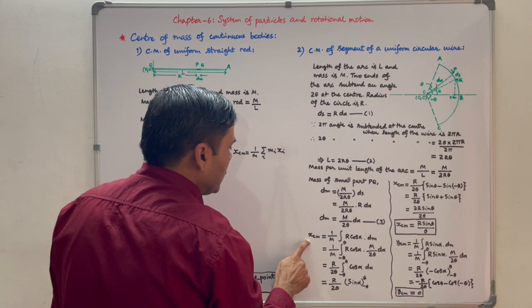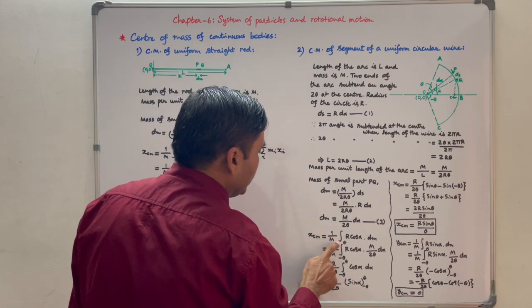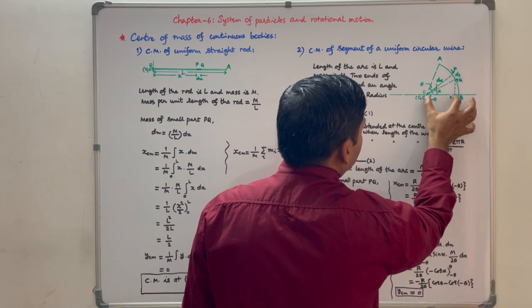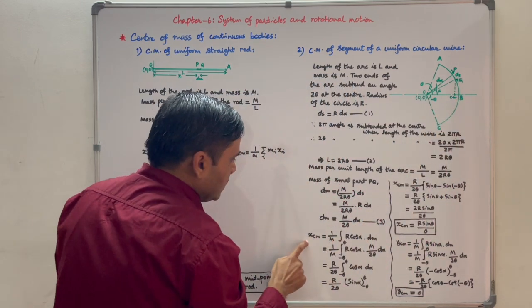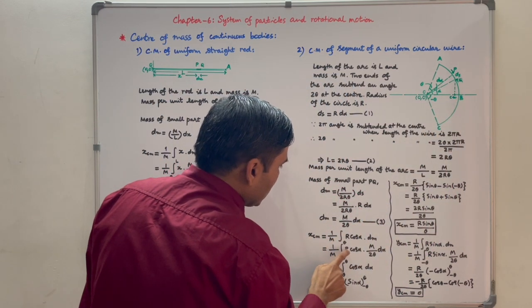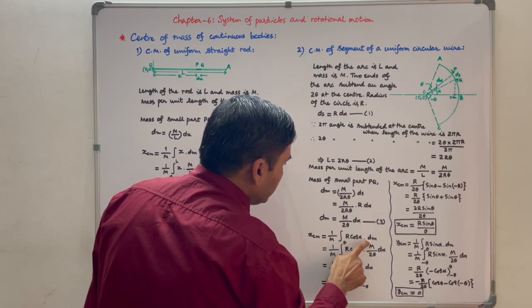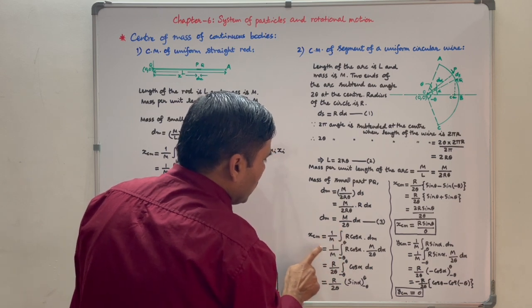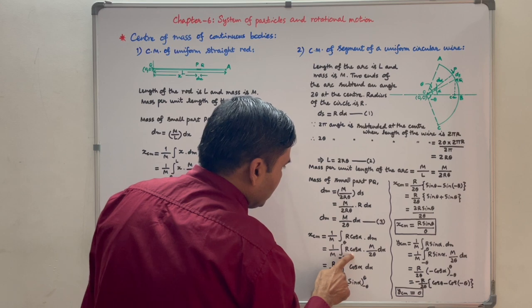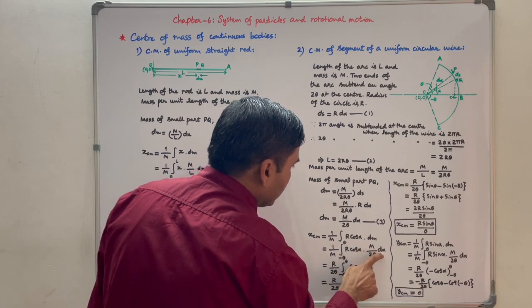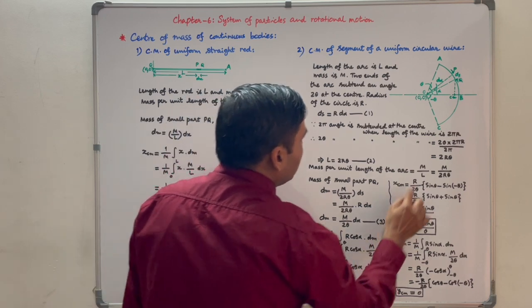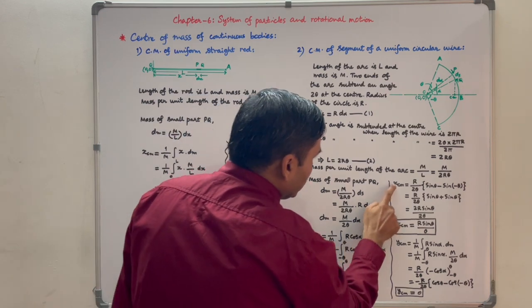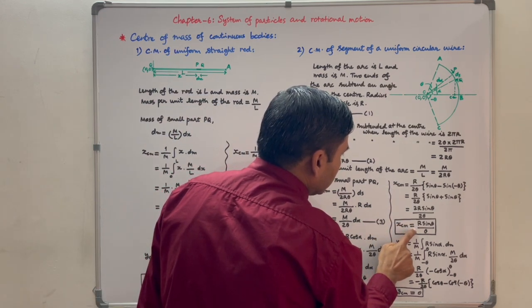X coordinate of center of mass of the wire is 1 by m into integration of x dm, and x is equal to r cos alpha. So xcm is equal to 1 by m integration of r cos alpha and dm is equal to m by 2 theta into d alpha. So xcm is equal to 1 by m integration of r cos alpha into m by 2 theta d alpha. Here angle alpha varies from minus theta to plus theta. So xcm comes out to be equal to r sin theta upon theta.